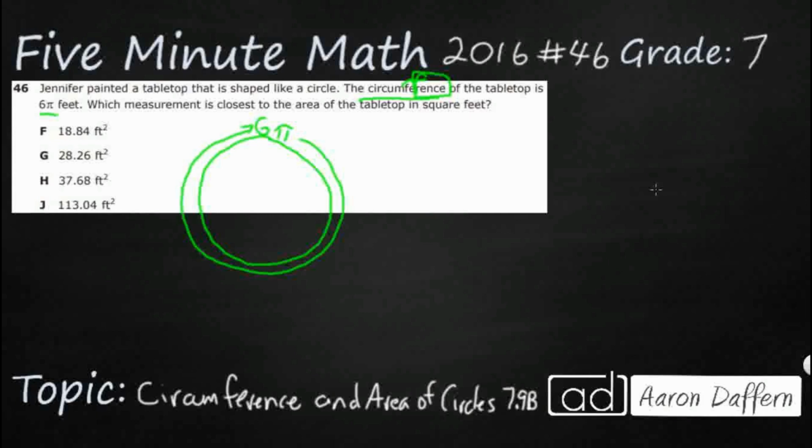And so I'm looking for the measurement that's closest to the area. So that means I'm really looking for the inside, but the only information they're going to give me is the outside. So I need to find the area. Well, what do I know about area? I know that area of a circle has an equation. It is pi r squared. So the radius is what I need.